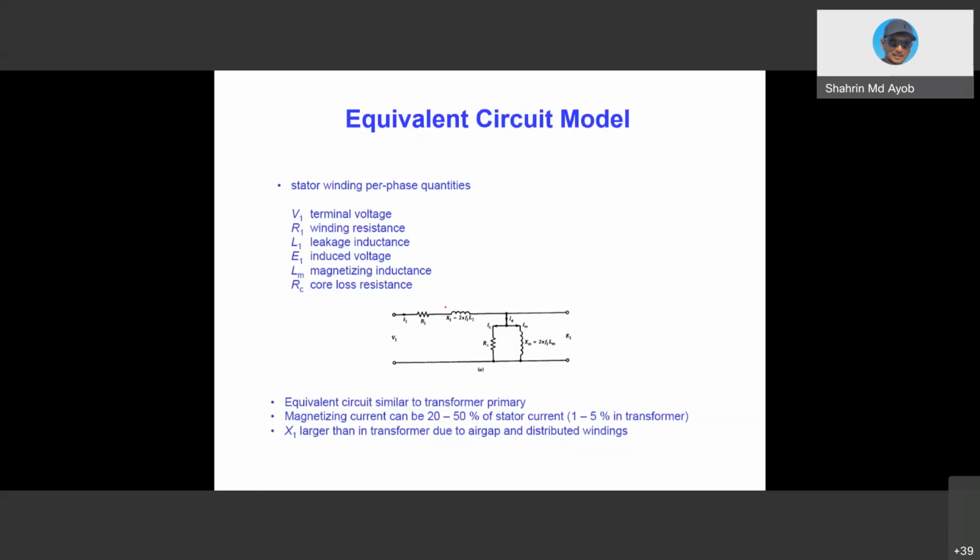As you can see here, we have R1. It's actually like a transformer. R1 is the winding resistance. Then we have X1, which is the leakage reactance, because L is the leakage inductance, so X refers to leakage reactance. We also have RC here, which is the core losses. Another one is XM, which refers to the magnetizing reactance, and LM is the magnetizing inductance.